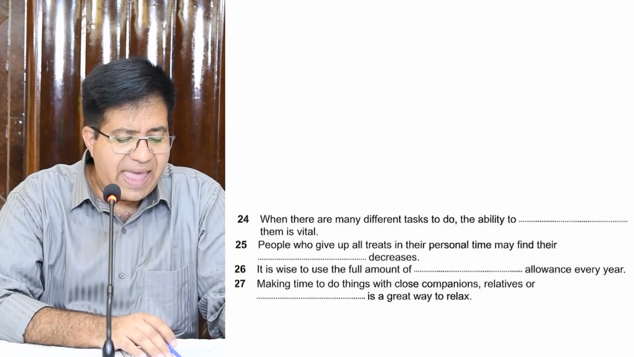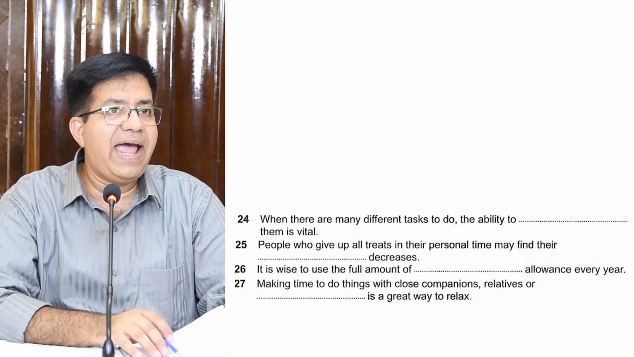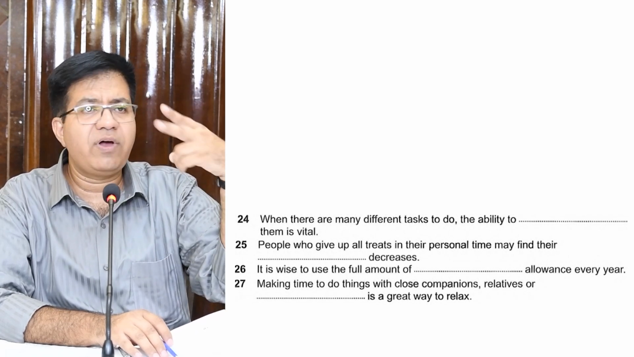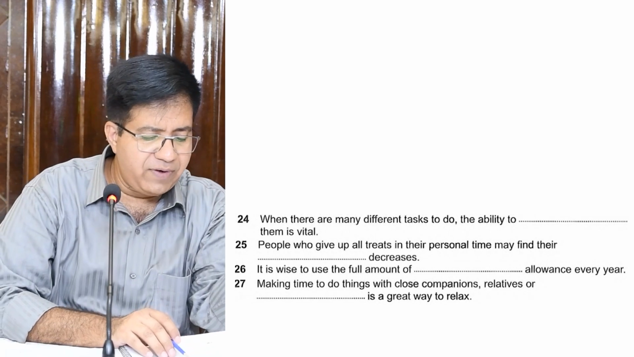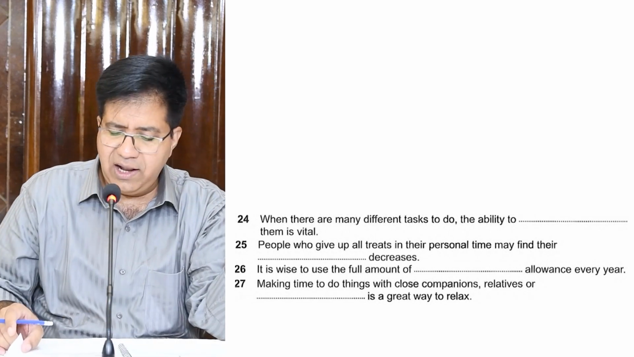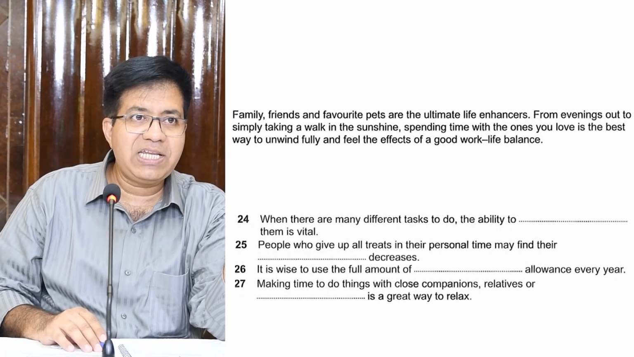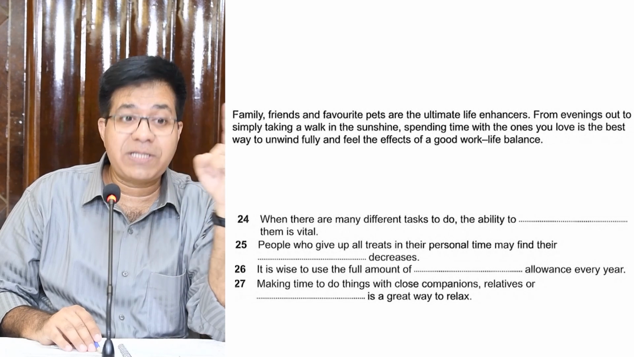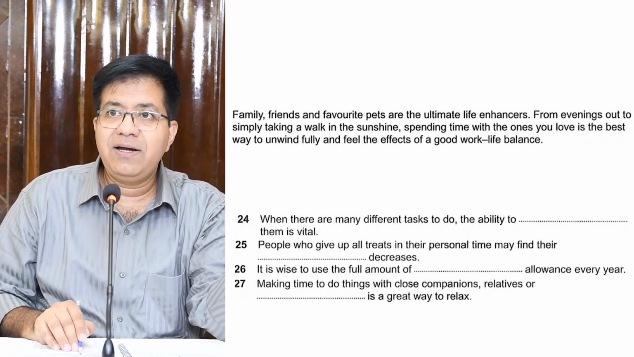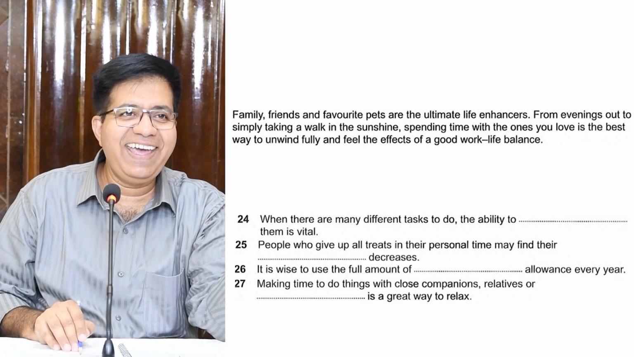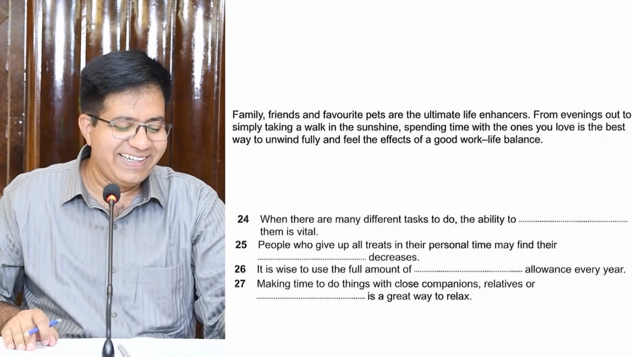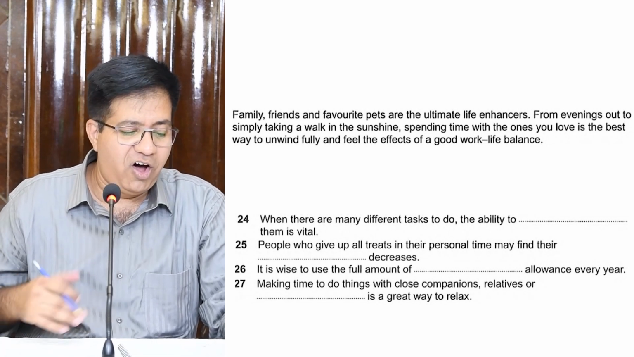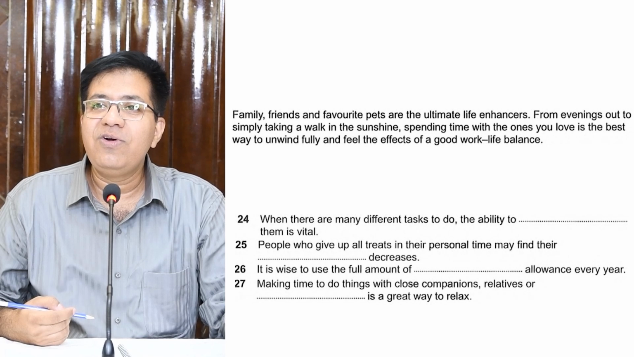Now one category is close companions, friends. Second is relatives. For relatives they use the word family. And the third one is a great way to relax. Last paragraph. Family. What is family? Relatives. Friends. What is friends? Close companions. And favorite pets. Okay. So what will be the answer? Pets. Making time to do things with close companions, relatives or pets is a great way to relax.